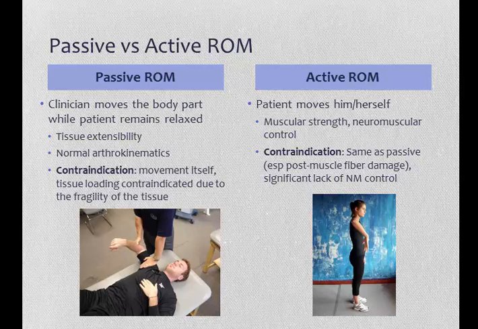Another good example is a significant lack of neuromuscular control, and NM is for neuromuscular. So maybe their shoulder is just so unstable that if they bring their shoulder up high here, it's going to dislocate. If that's the case, they're just too weak to perform active range of motion at that time. So you might need to do something in between, something known as active assisted range of motion, and we're going to talk a little bit more about that on Tuesday during the lecture.